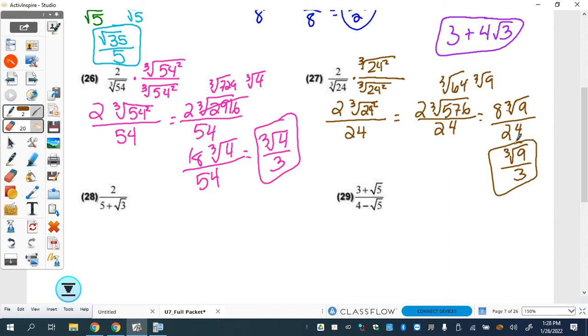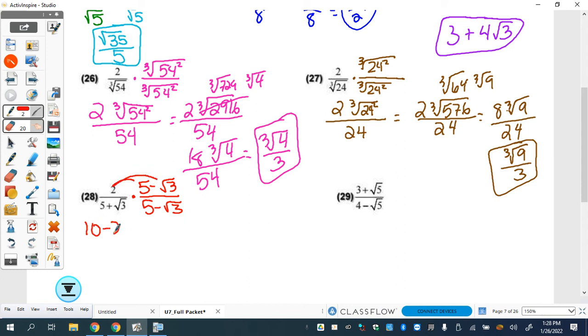All right, 28, ones like 28 and on. What do we multiply by when you have a binomial? Conjugate, good. So we would multiply this one times 5 minus radical 3, because that would be your conjugate. You just change that sign in the middle.